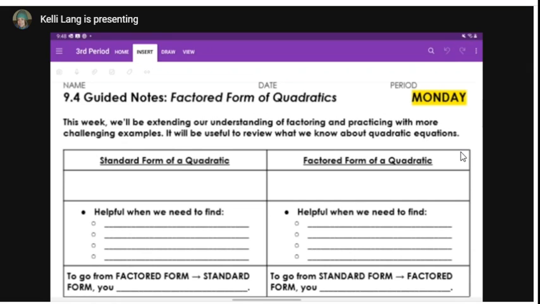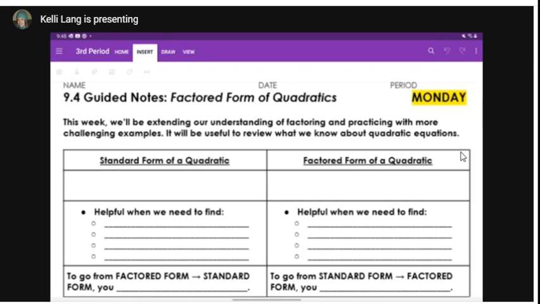So this is not new, but what we're going to be doing this week is getting into many more details and into more challenging problems. So it's going to be useful at the start of our lesson today to just review what we know about quadratics, about both factored form and standard form, about when each of these is useful and why we care about factored form at all. So this is a recap of a chart that you saw last week.